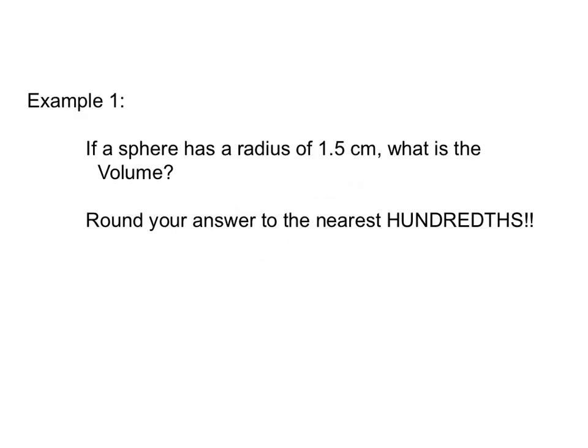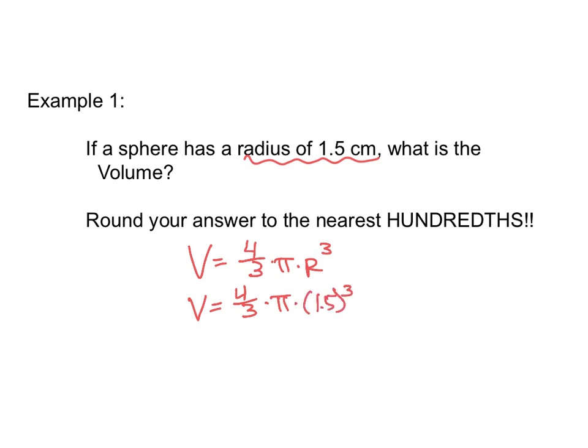So let's go through example number 1. It says if a sphere has a radius of 1.5, what is the volume? Remember, we just wrote down our formula: V equals 4 over 3 times pi times radius cubed. Let's put in the information that we know. Our radius is 1.5. So we're going to say 4 over 3 times pi times 1.5 cubed. We are going to use 3.14 for our pi. So we're going to say 4 over 3 times 3.14 times 1.5.